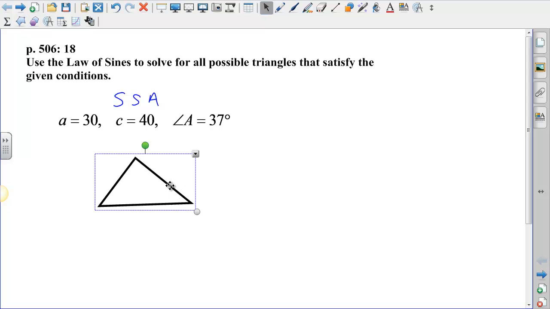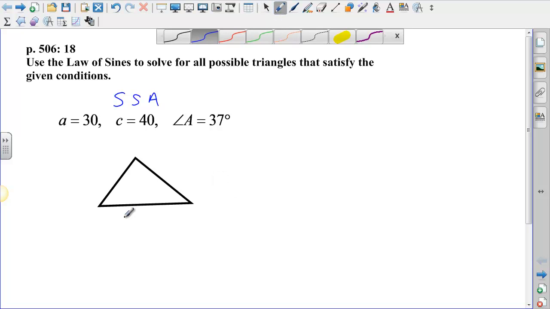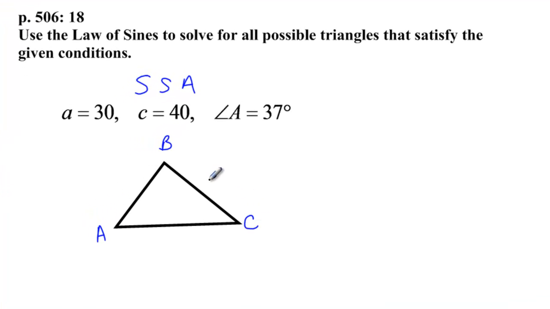Now when I do that, I can adjust this however I want, but I'm going to go ahead and label the sides. I'm going to say this is angle A, this is angle B, and this is angle C, which would make this side a, which is 30, this side c, which is 40, and this angle A, which is 37. Now this definitely is not drawn to scale, but at least we can go through and try and figure out some different things.